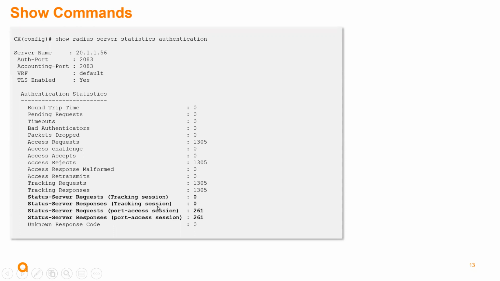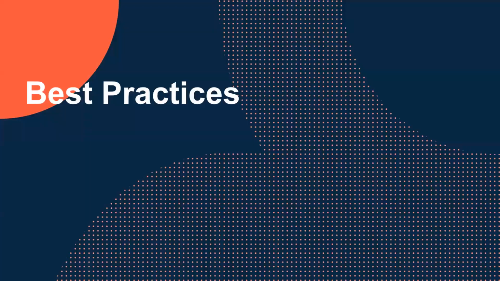Currently we have not enabled the tracking tunnel with status server messages, so it displays 0. If we enable it for the port access tunnel and status server messages are sent, here we will be able to see the count of how many status server messages were sent and how many responses we have received from the RADSEC servers. So these are the improvements to the show commands as part of this feature. Now let's see the best practices for this feature.